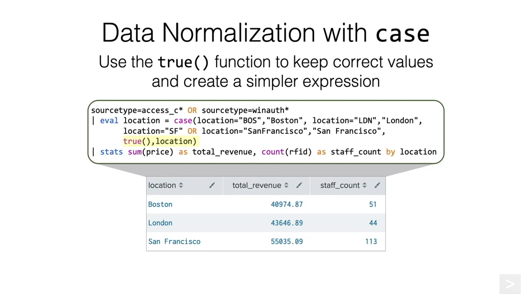One thing to keep in mind about the case function is if none of the cases, meaning none of the Boolean expressions, return true, then this field will essentially take a value of null. So if we would like to have a condition that always returns true, then the very final clause will be something like 1 equals 1, or in this case, the true function, which always returns true. So we will take the value of location.